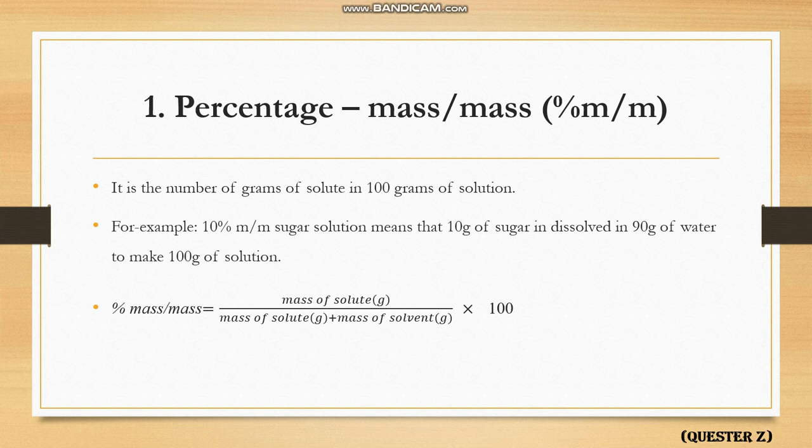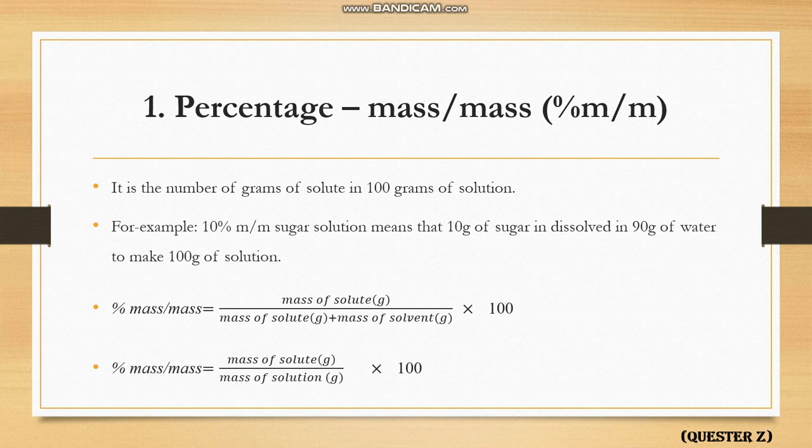By this formula, you can easily find out the percentage mass by mass. Percentage mass by mass is equal to the mass of solute that you have taken, divided by the mass of solute, in the given example 10 grams, plus the mass of solvent, that is 90 grams of water, the solvent in which we have added the solute. In the given example, the solute is sugar and the solvent is water. So 10 plus 90, multiplied by 100.